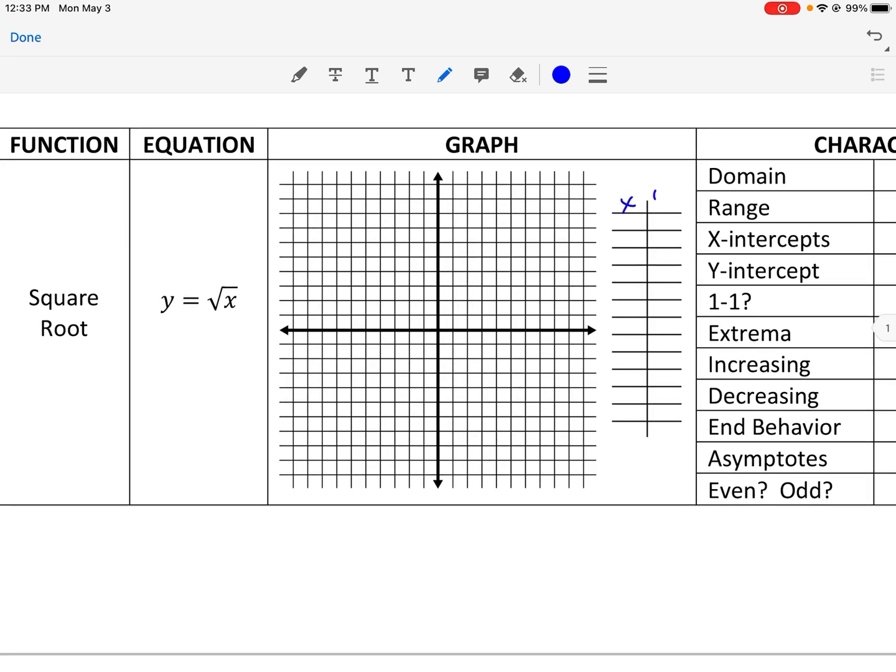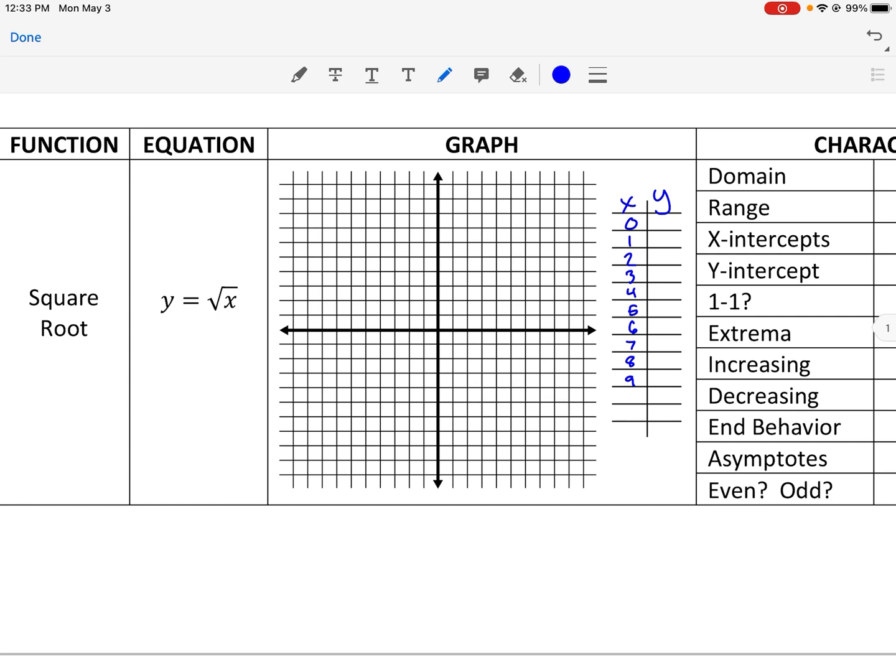Okay, square root function. So if you notice when you put in your square root function, negative numbers don't give you anything or give you an error because we can't take the square root of a negative number. So we just keep going. 5, 6, 7, 8, 9.